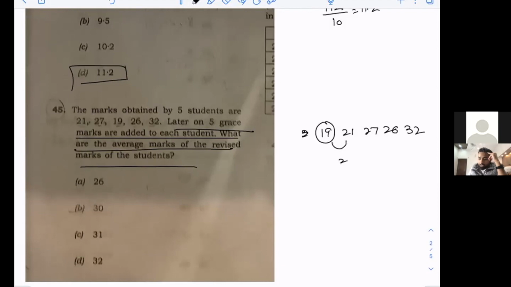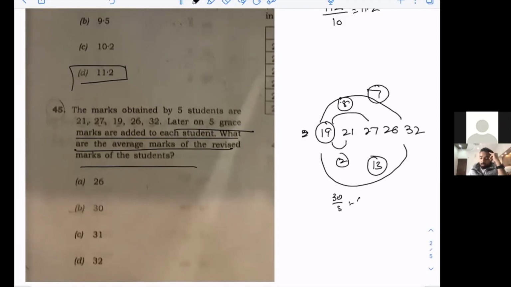What is the smallest number? 19. What is the difference for the next one? 2. Then I'm telling you a simple way to do this. This one's is 8, this one's is 7, this would be 13. So 13 plus 7 would make it 20. 20 plus 10 would make it 30. 30 divided by 5 would make it 6. So what we do is the smallest number 19 plus 6. The new average is 25. What we did, we added 5 marks each. So 25 plus 5, what's the new average marks? 30. This is the average part, which is given in statistics.